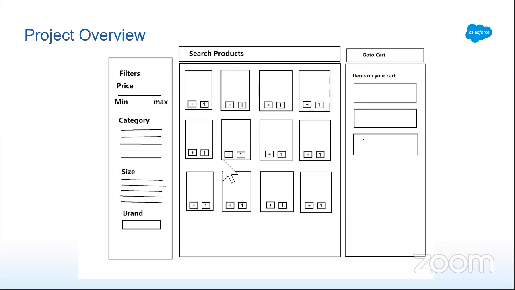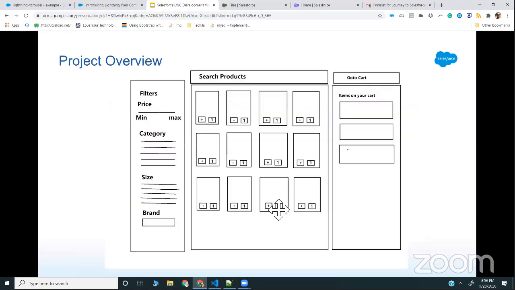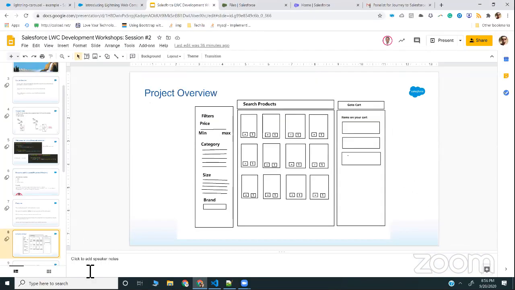Then we have this search product. We'll have one search input where we can type the product name or any description, and it will filter the products and display them based on those filters. Okay, so first of all we are going to build this product tile component. Let's go to our code.